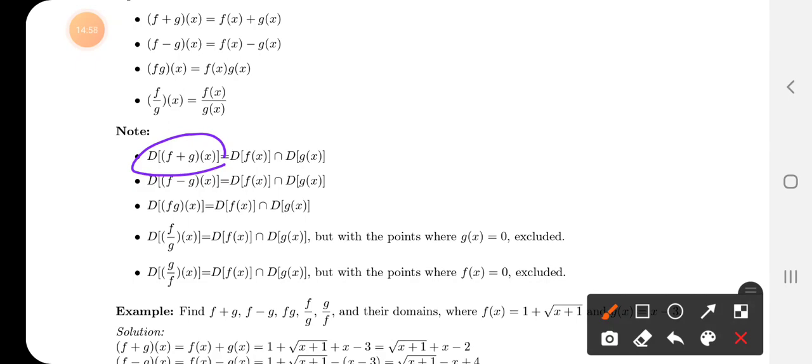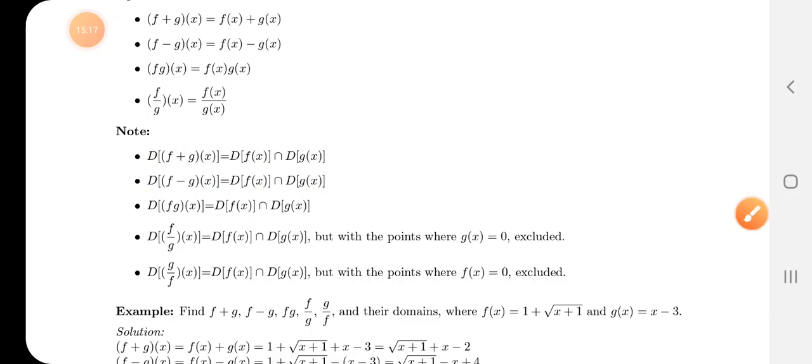Their domain is in fact the intersection. Intersection means common things. The intersection of their individual domains means if you want to find the domain of f plus g, it's not necessary to find f plus g.